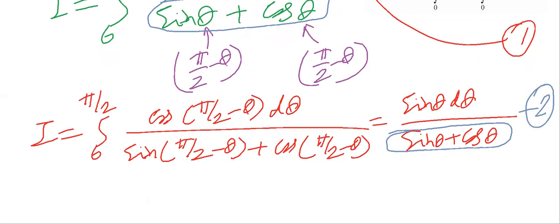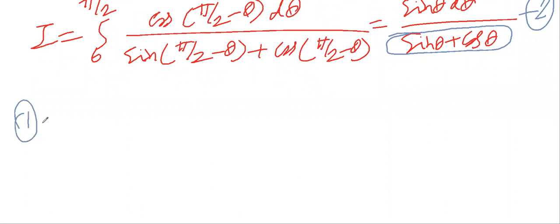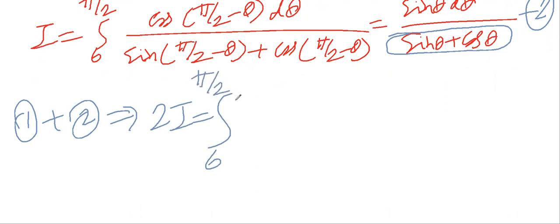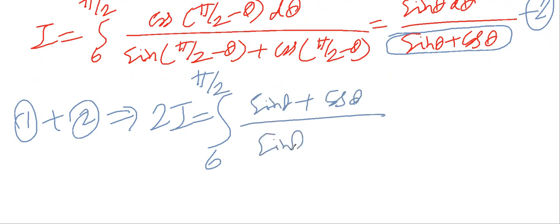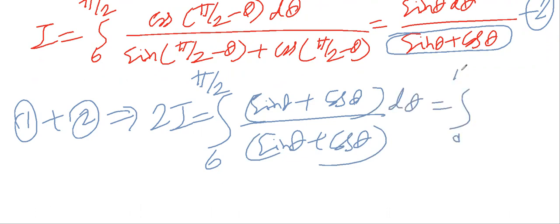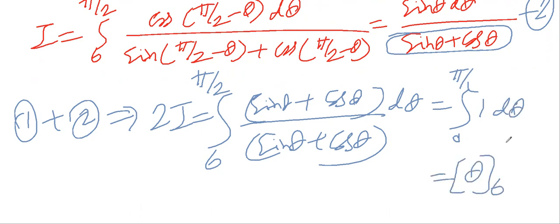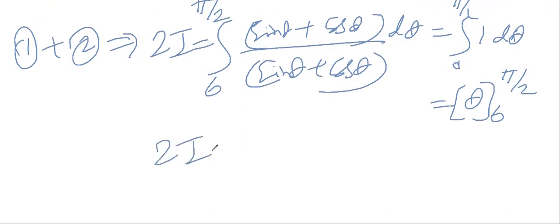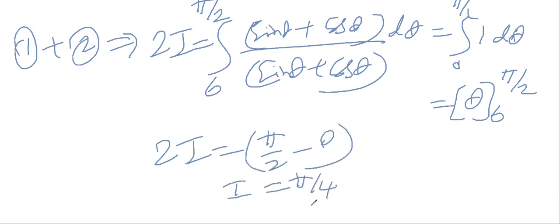Now what to do? Add equation number 1 plus equation number 2. You will get 2I is equal to integration 0 to pi, on top you will get sin theta plus cos theta divided by sin theta plus cos theta d theta, which is nothing but integration of 0 to pi by 2 of 1 d theta. That is nothing but only theta going from 0 to pi by 2. Okay, then what you will do? 2I is equal to pi by 2 minus 0. So what is I? I is pi by 4. Pi by 4 is the final answer. Clear?